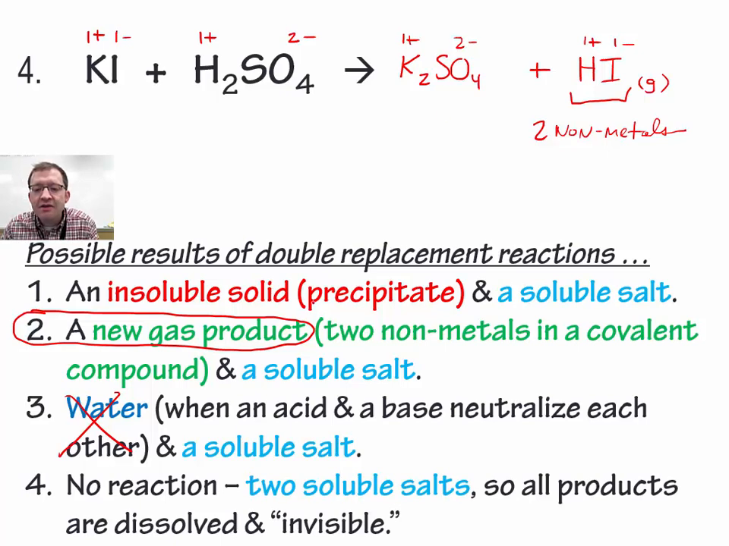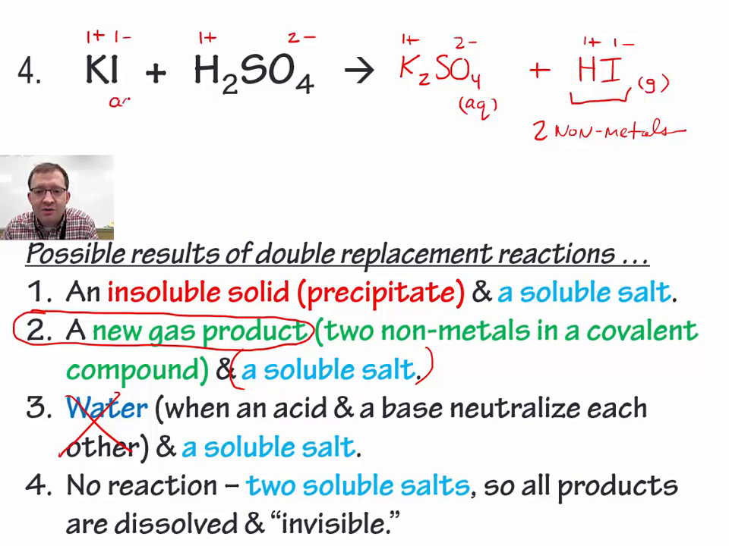gas. The other product should be, according to my little guidelines here, a soluble salt. And in fact, if you go look up potassium sulfate on your solubility chart, you'll find that potassium is always soluble and sulfate is pretty soluble. And potassium sulfate specifically, sure as heck, it's soluble. So that one's going to come out the other side in solution as a soluble salt.